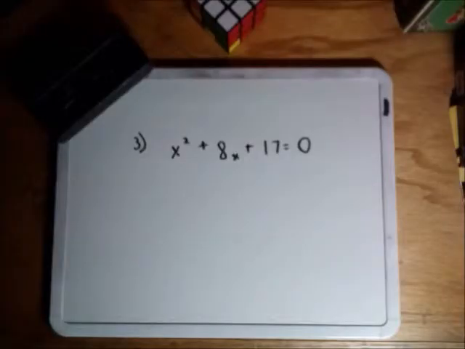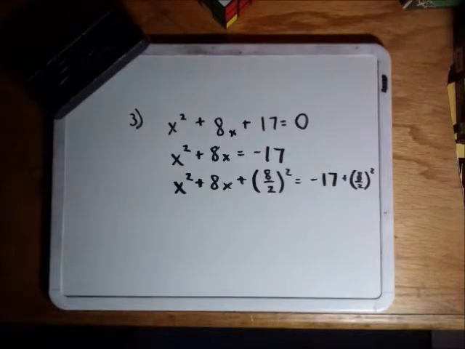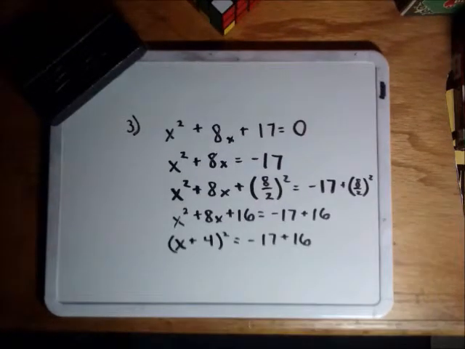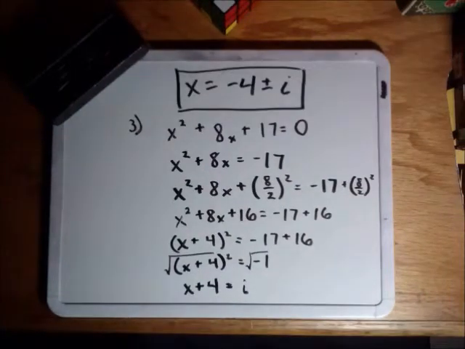x squared plus 8x plus 17. Since it is already in standard form, isolate the constant. Add your quote-unquote magic number to both sides. Rewrite the number into something you understand. Factor, simplify, solve. Just remember, since i is the same as the square root, it must have a plus or minus included.